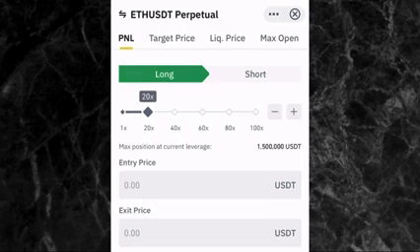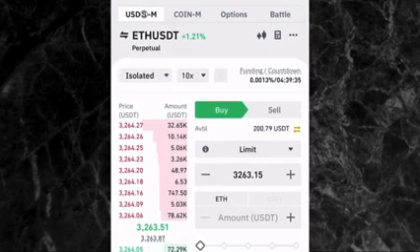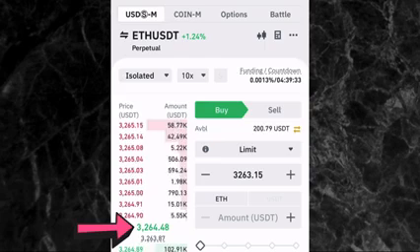So let's say, for example, you want to calculate your profit and loss for a particular trade. So now we are trading ETH USDT perpetual. Let's go back and check the price of ETH. So as you can see right here, the price of one ETH is $3,360. Let's just say $3,360.